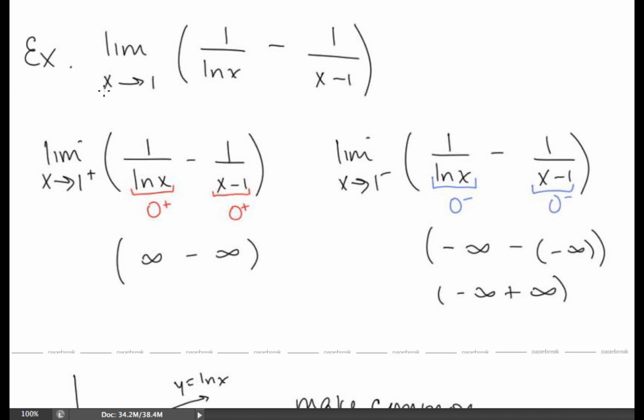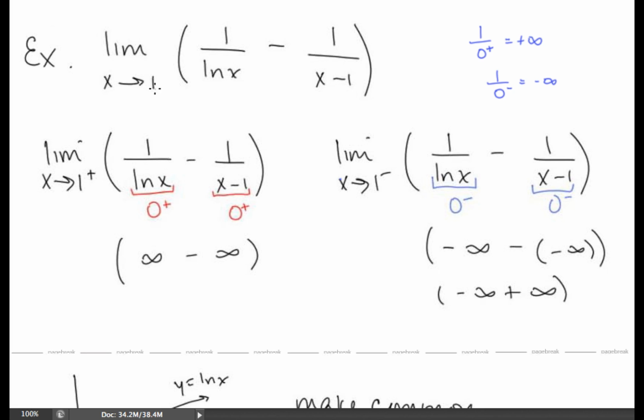Now we know that as x goes to 1, these denominators both go to 0. ln of 1 is equal to 0, 1 minus 1 is equal to 0. But when we have a limit with 1 over 0, we need to know in which direction we're going to 0, because remember, 1 over 0 from the right is positive infinity, and 1 over 0 from the left is negative infinity. So it's important to take a look at the direction from which we're going to 0.